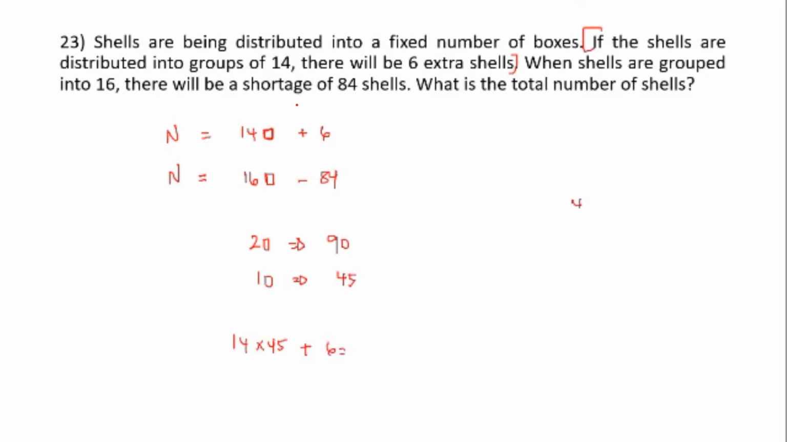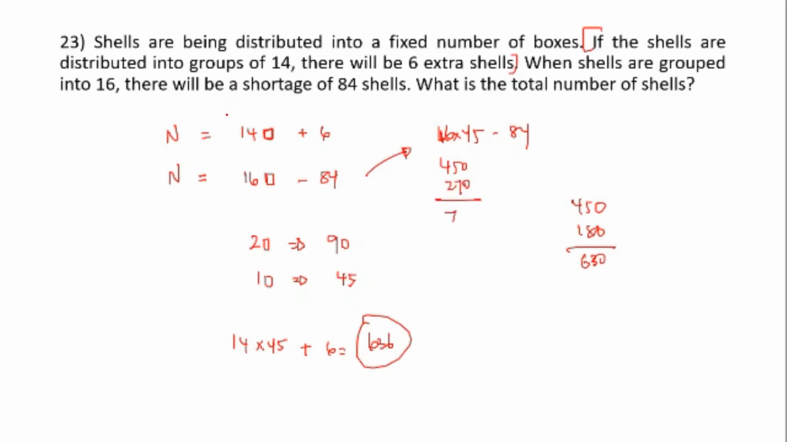So 14 times 45, 45 times 10 is 450. 45 times 4 is 180. So 630 plus 6, so that's equal to 636. Or we can test it with this. 16 times 45 minus 84. So 16 times 45, 10 times 45 is 450. 6 times 45 is 270. So that's equal to 720 minus 84. That's also equal to 636. So that's the number of shells.